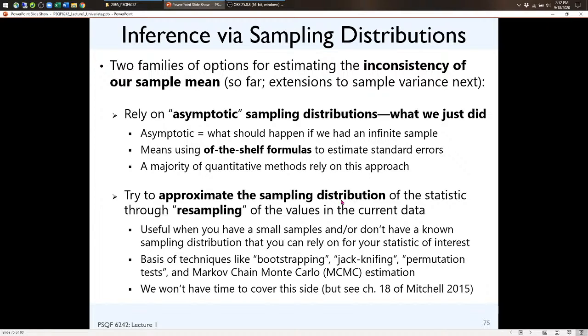The other family of ways to get standard errors, I think, are becoming more useful. They are computationally harder. There's more under the hood that has to be done, but I wanted you to know of them.